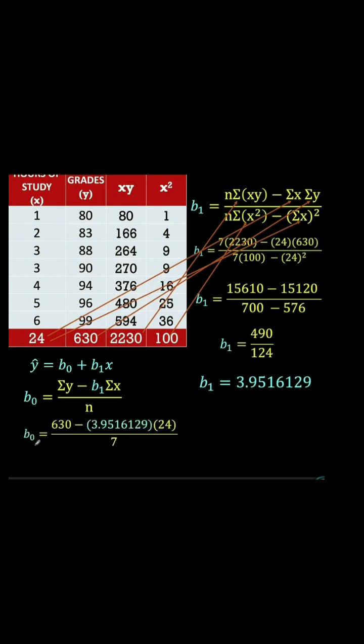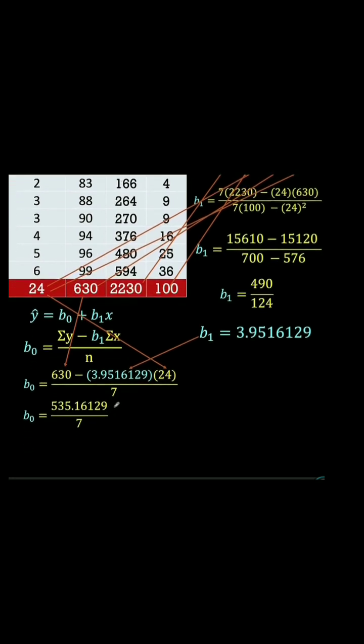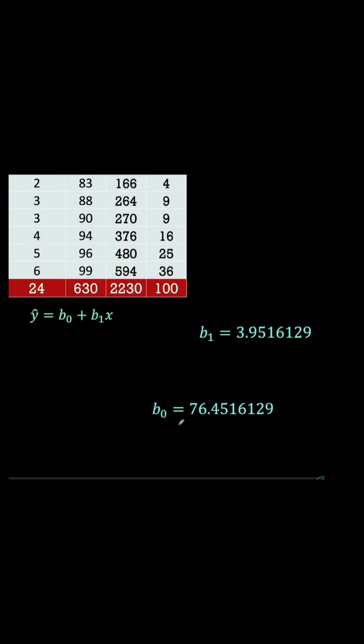Then computing now for the y-intercept, sigma y is 630. This b sub 1 now is whatever is the result here. Then sigma x is 24, and n is equal to 7. Then simplifying the numerator, that resulted to 535.16129. Again, we do not want to round this off immediately, then over 7. And finally, dividing these two numbers, we have b sub 0 equals 76.45166129. So we now have the value for b sub 1 and b sub 0 that we need in order to model this distribution using linear regression.